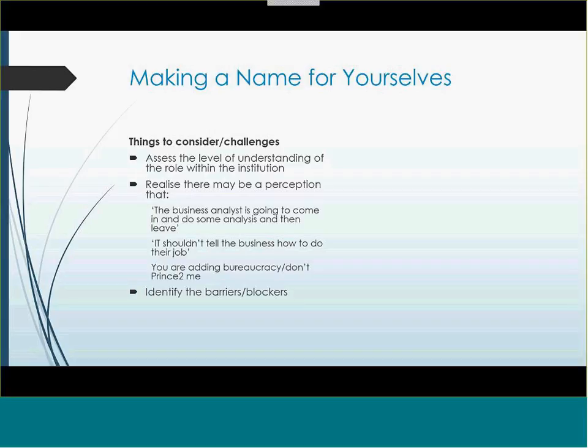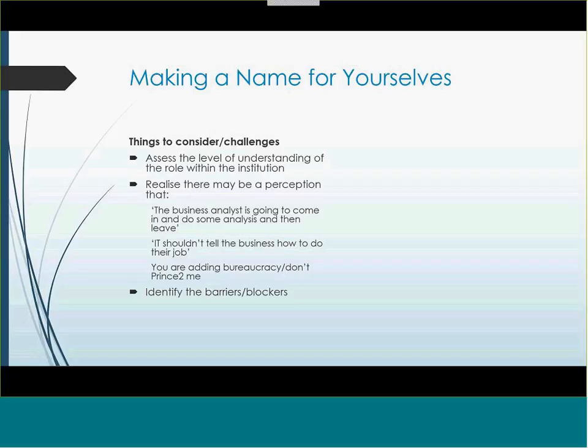Making sure that you're good within organizations and making a name for yourself. Some of the challenges that you face are the level of understanding of the role within the institution. The role within IT wasn't really understood. They didn't have that role, although they did have BAs in different parts of the institution, like the registry. So it's doing a sense check about what you think the role is understood as internally.